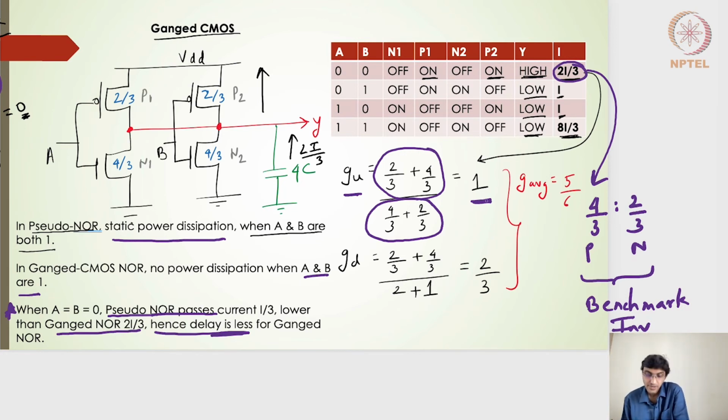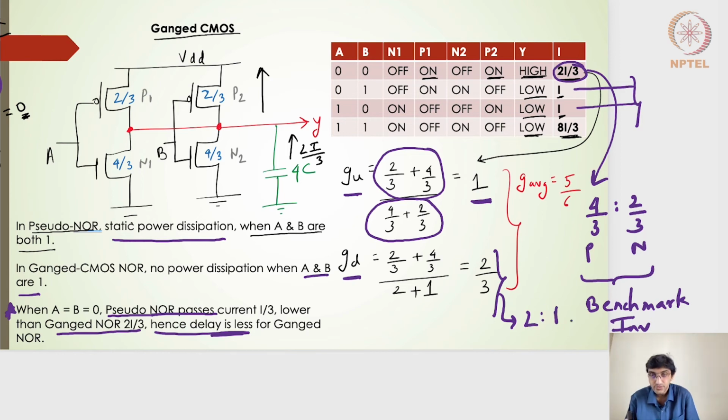And then the logical effort for the going down one, we will take the worst case where one of them is on and the other one is off. What I mean is when A is equal to 1 and B is equal to 0, or A is equal to 0 and B is equal to 1. So I will have a current of I here. So my benchmark inverter in this particular case, because it is giving a current of I, will have a 2:1 inverter.